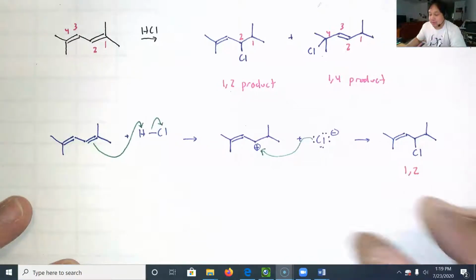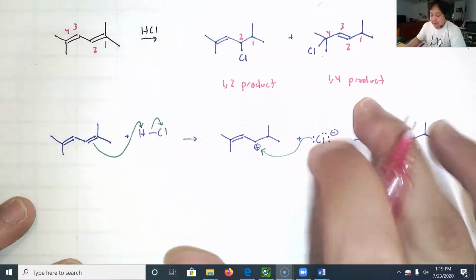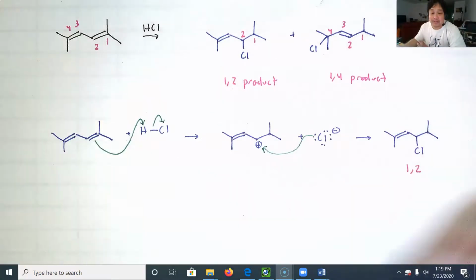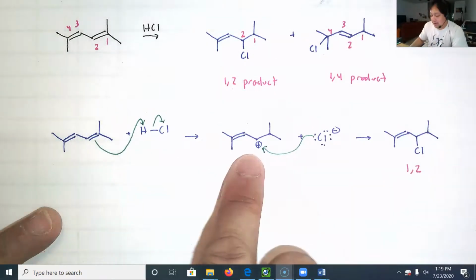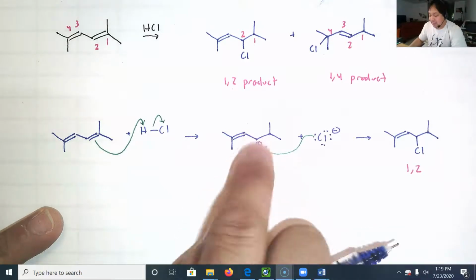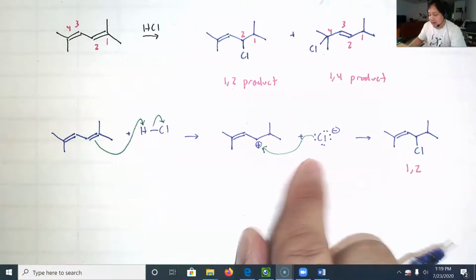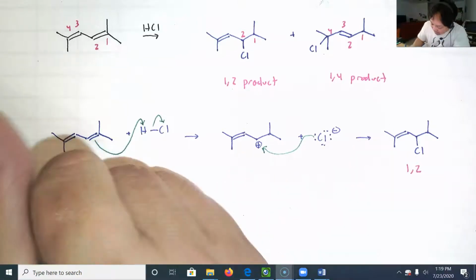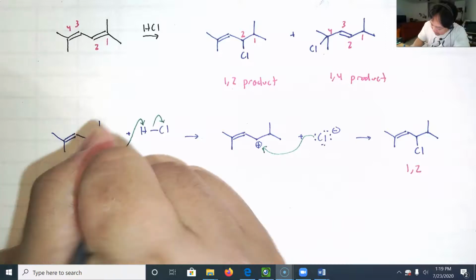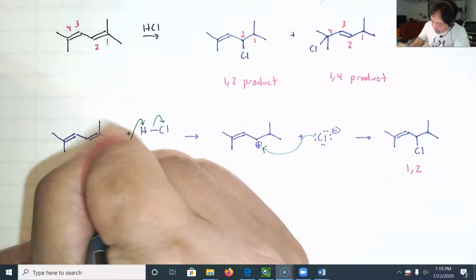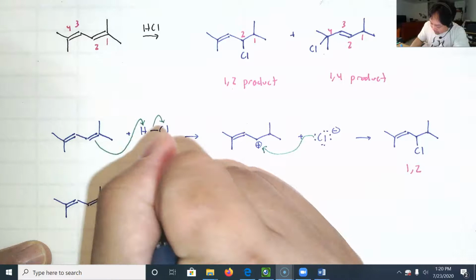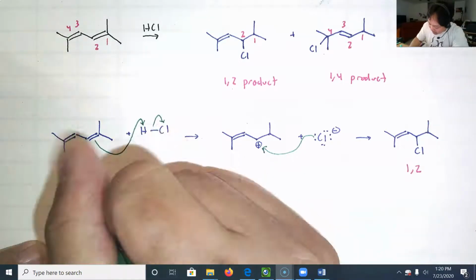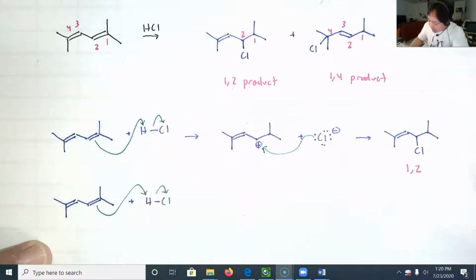If I ask you to draw the mechanism for the 1-4 product, or if I ask you to draw the mechanism for both products, you can't use this picture here and draw resonance because you're putting two sets of different arrows on the same molecule. It's very confusing. So yes, you have to start anew and reform that carbocation. Not a big deal.